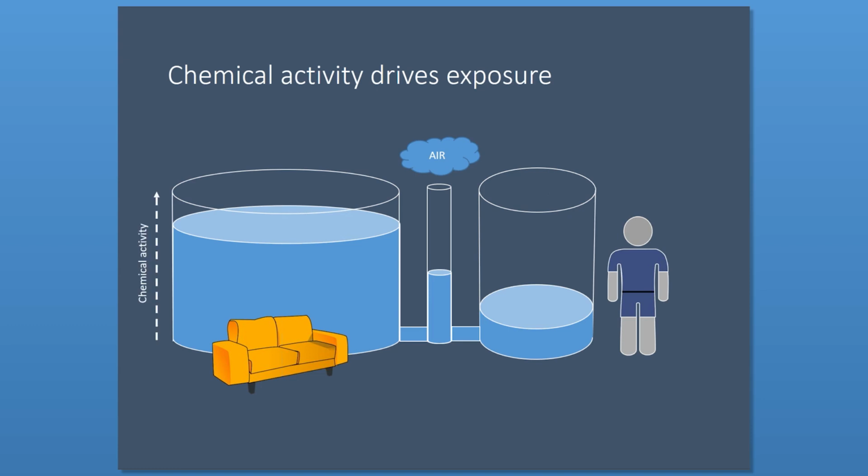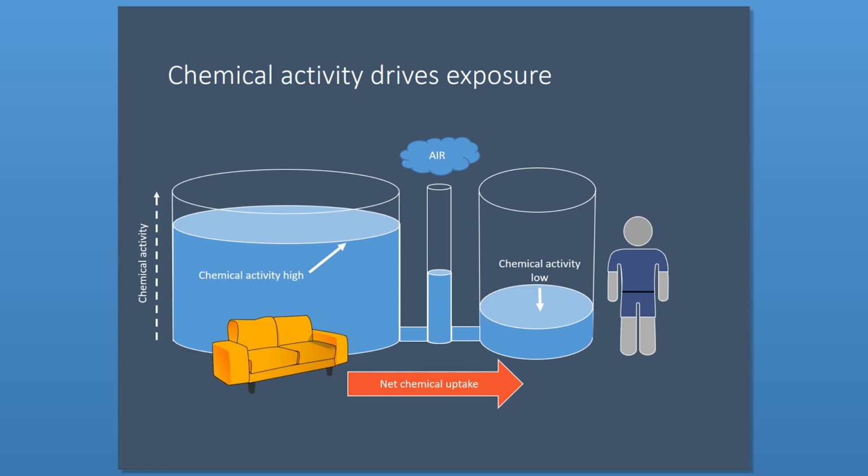So if the height of these reservoirs is our chemical activity, then you have a high chemical activity, let's say in the couch, low chemical activity in you, but because of that gradient, that difference, there's a flow of the chemical from that couch to you through the air in this case, or perhaps you could be in direct contact. Now, how would you reduce that activity? Or how would you reduce this exposure or this net chemical uptake?